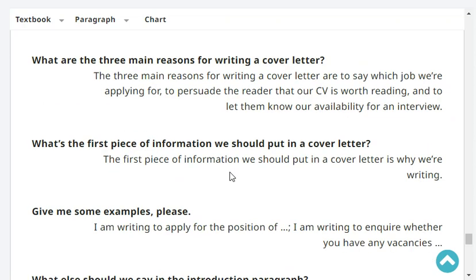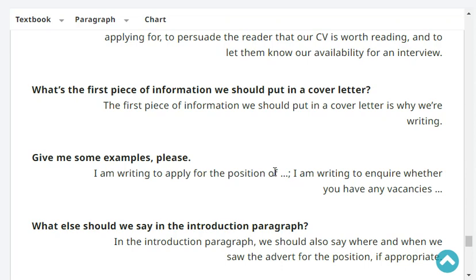What are the three main reasons for writing a cover letter? The three main reasons for writing a cover letter are to say which job we are applying for, to persuade the reader that our CV is worth reading, and to let them know our availability for an interview. Very good.